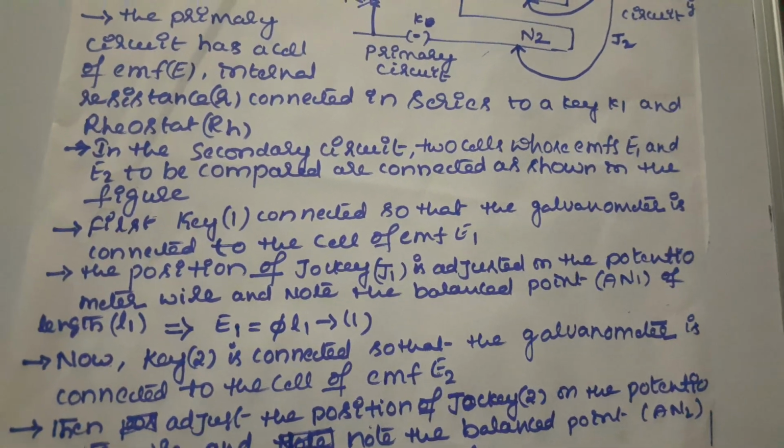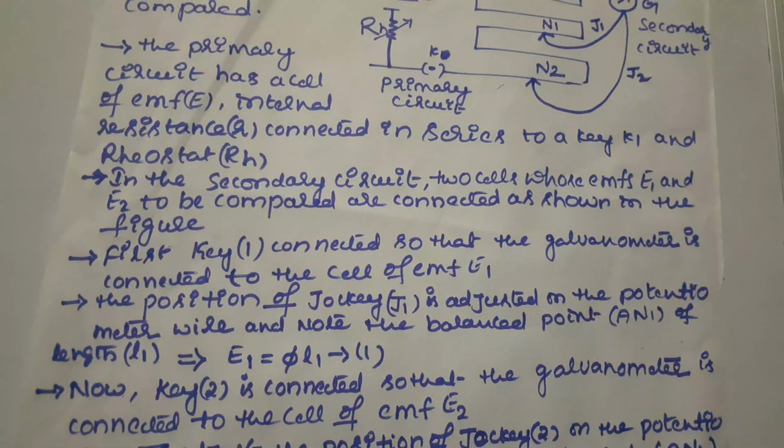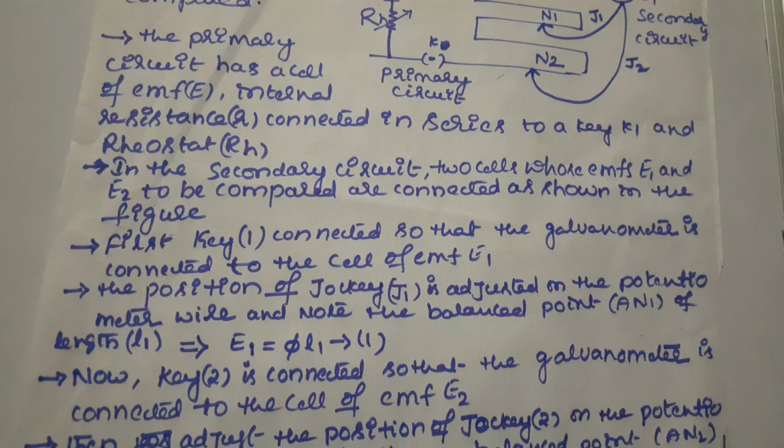From the principle of working of a potentiometer we can write that the EMF of the first cell, E1, is equal to φL1.